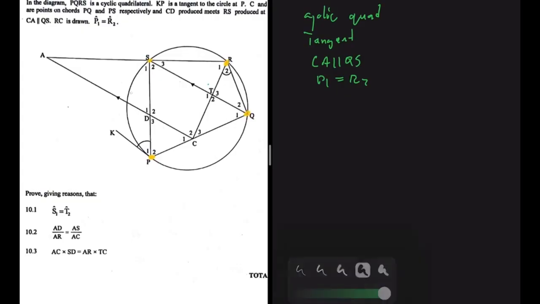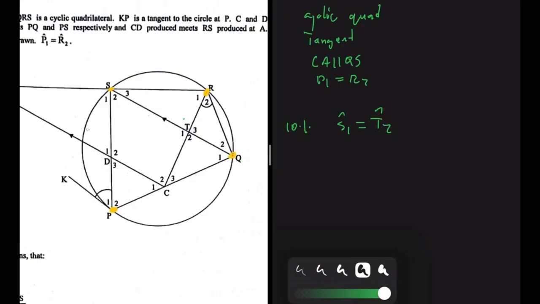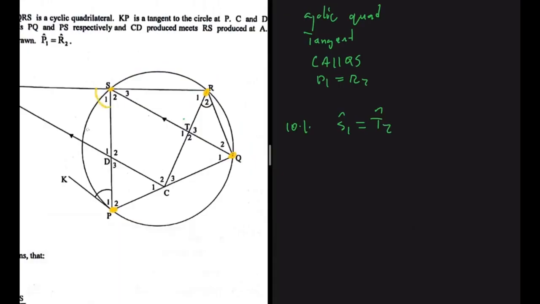So the first question, 10.1, is saying that let's prove, giving reasons, that S1 is equal to T2. And yeah, indeed, S1 is equal to T2. Let me show you how. So let's look at S1. S1 is here, right? It is an exterior angle of a cyclic quad. We're using our first keyword there.